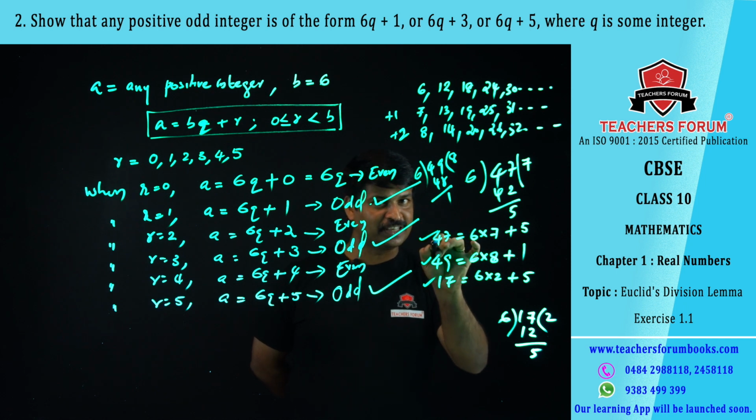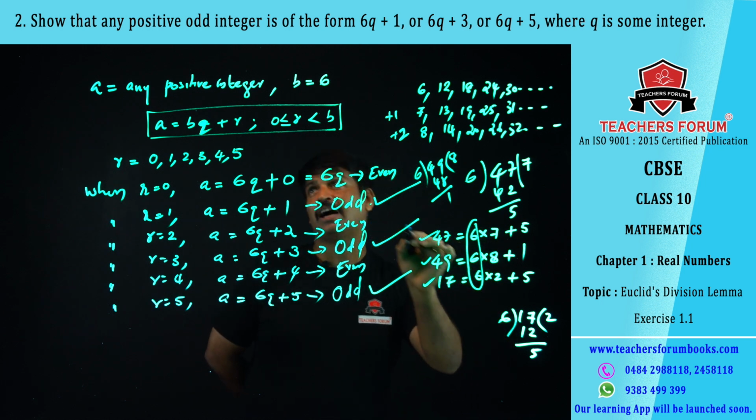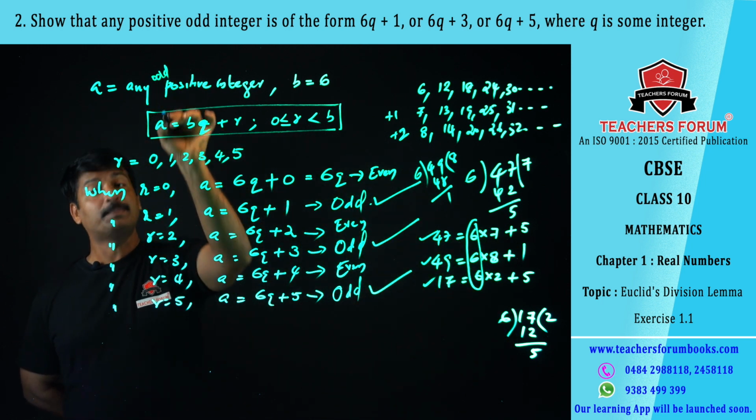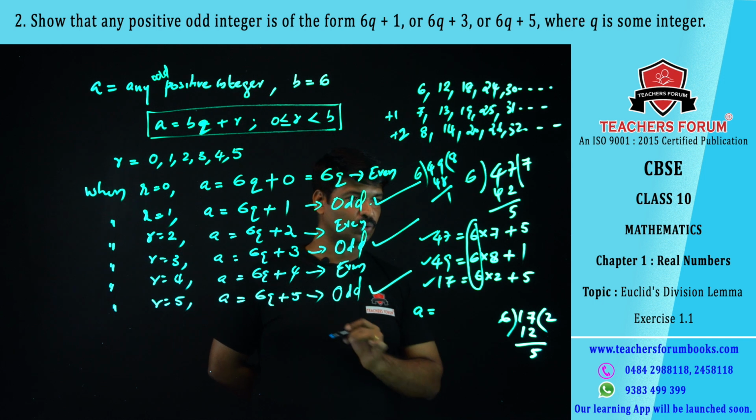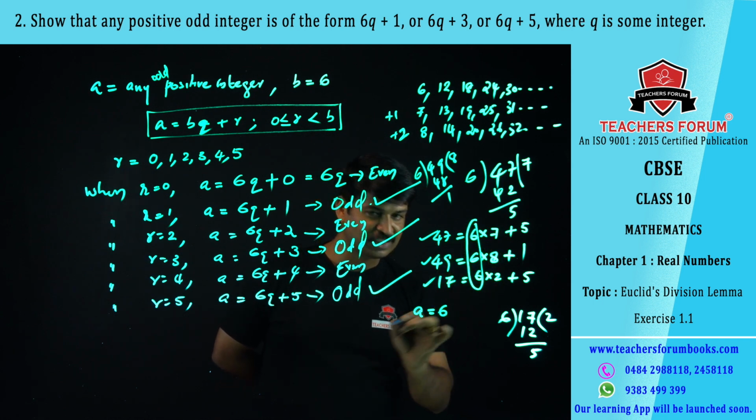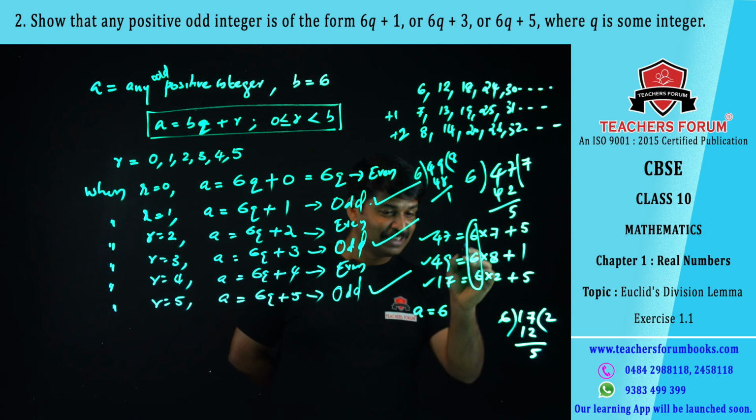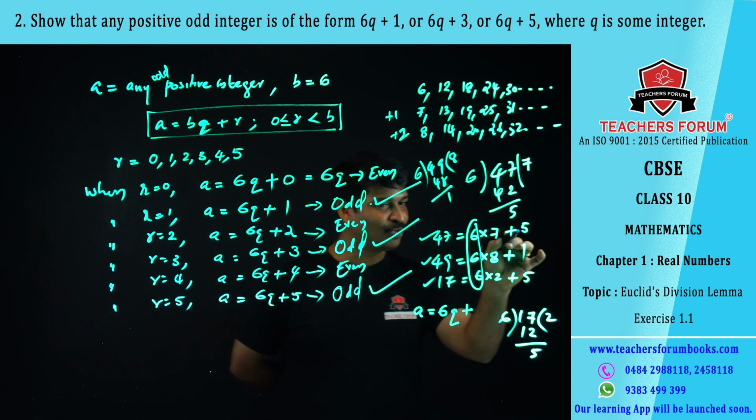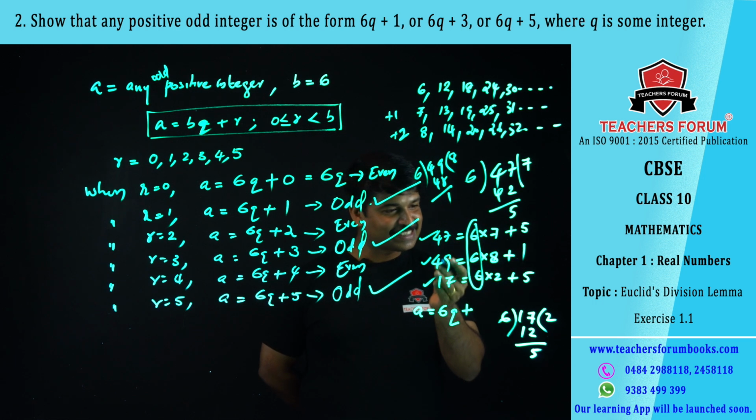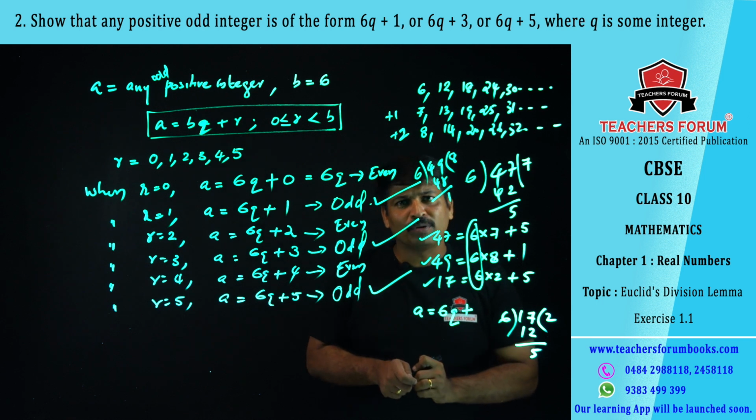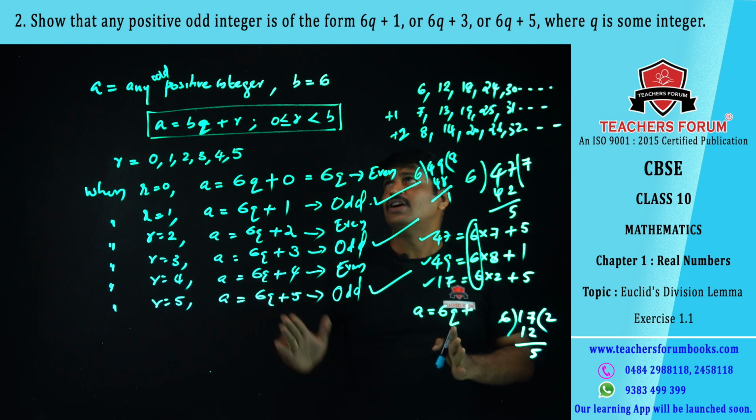These odd positive integers are also of the form, see, 6 is common here. So, here we have taken a as any odd positive integer. So, a is equal to 6 is common everywhere. So, you can write 6. What are 7, 8, 2, etc.? They are q, any integer. So, it can be written 6q. What are the numbers you got here? 47 is equal to 6q plus 5, 6q plus 1. You will also be getting 6q plus 3. So, any odd positive integers are of the form 6q plus 1 or 6q plus 3 or 6q plus 5.